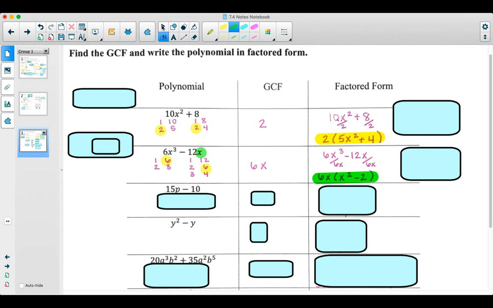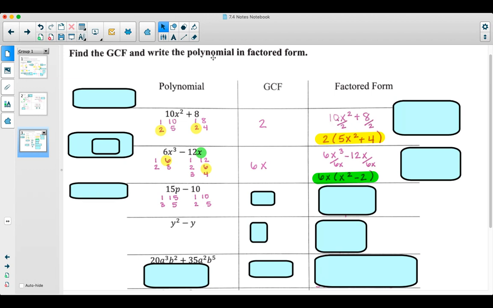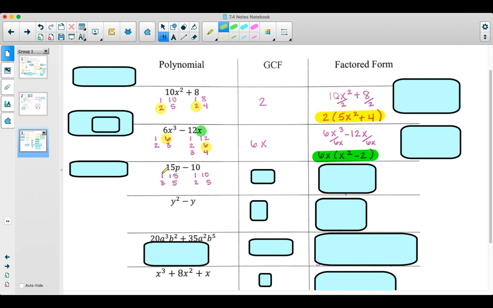Let's look at that third example, 15p minus 10. What I need to do is find the greatest common factor between 15 and 10 as my starting point. Listing things that multiply to 15: 1 and 15, 3 and 5. Things that multiply to 10: 1 and 10, 2 and 5. I can see they both have a 1 in common, no 3 in common, no 2 in common, but they both share this 5 in common. There's no variable that they share in common, so my GCF is just the number 5.